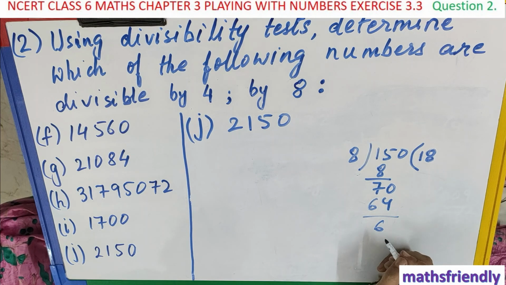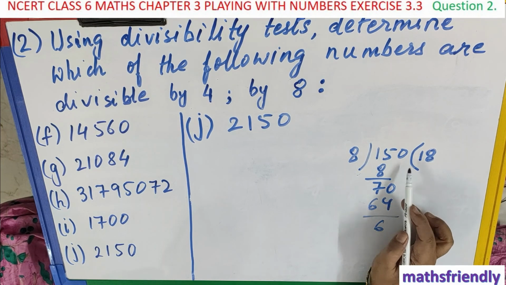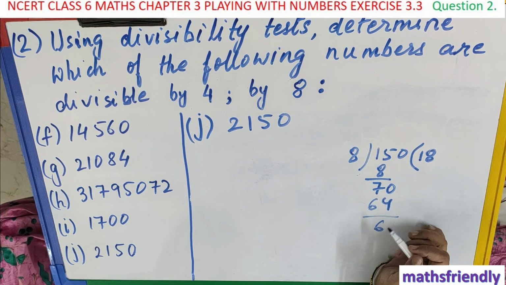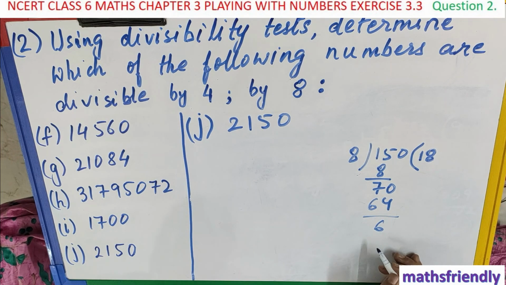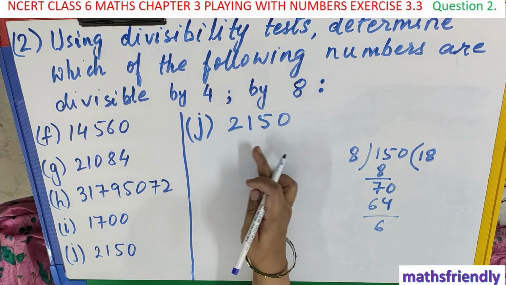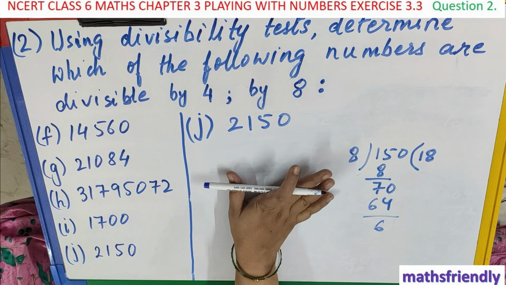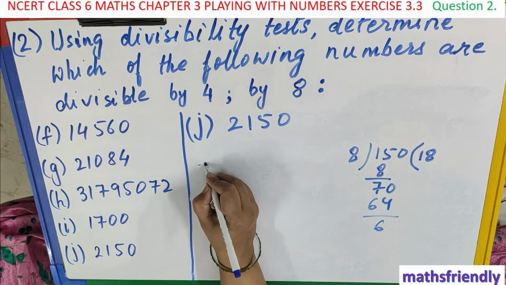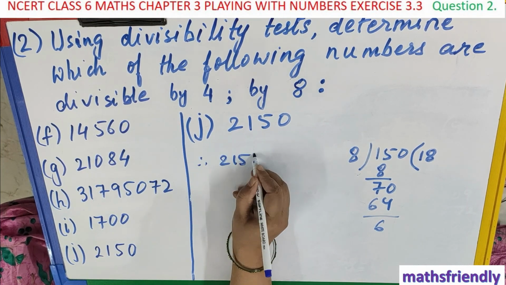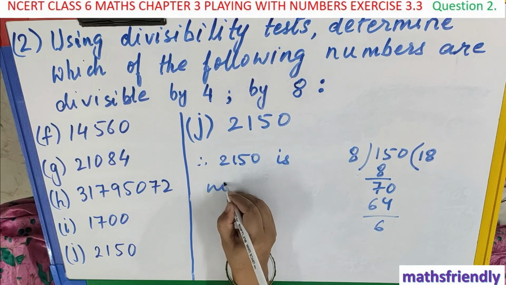It means 150 is not divisible by 8, because we are not getting the remainder 0. So it means that the whole number is also not divisible by 8. So we can write, therefore, 2150 is not divisible by 8.